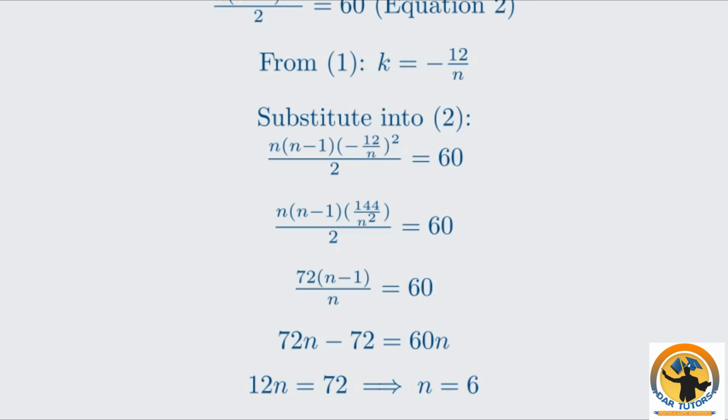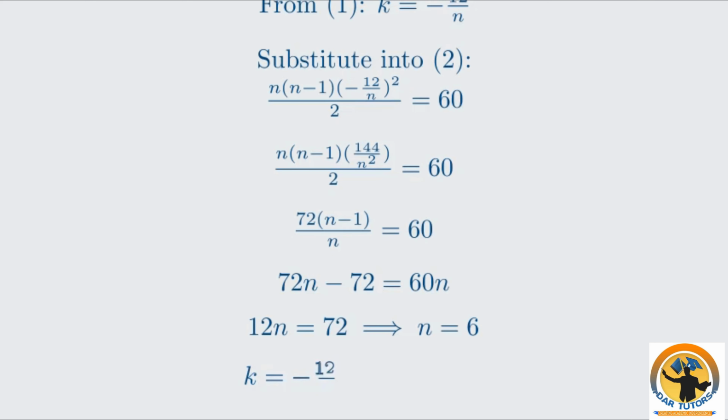Finally, we substitute n equals 6 back into our expression for k. k equals negative 12 over 6, which is negative 2. So, we have found our unknown constants: n equals 6 and k equals negative 2.